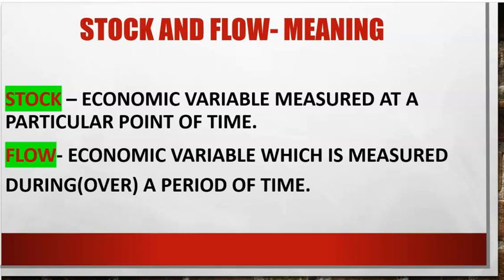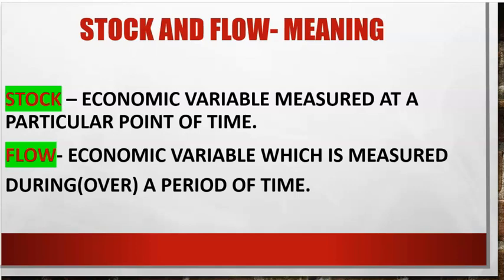Whereas economic variable, which is measured over a period of time. My income is per month. It is earned over a period of time. So whenever I want to tell you about my income, it has to be over a period of time. But my wealth can be calculated at a point of time. So wealth is a stock, income is a flow.